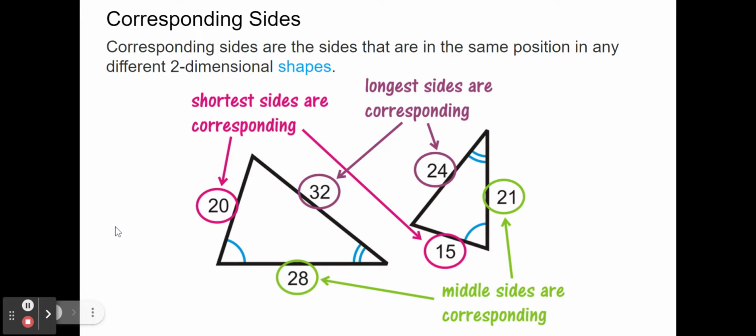All right, we talked about corresponding sides, and then we talked about congruent triangles, and now with similar triangles. Remember, shortest sides are usually corresponding, the middle sides, and then the longest sides are usually corresponding towards each other. And they are sides, again, that are in the same relative position of two shapes.